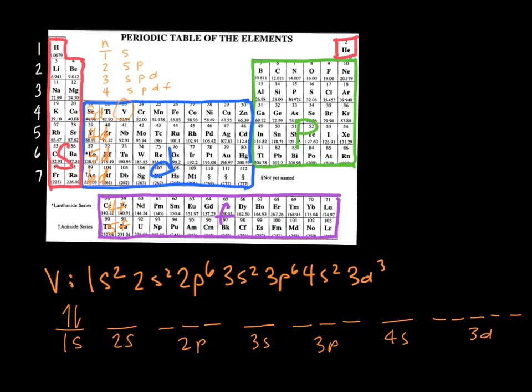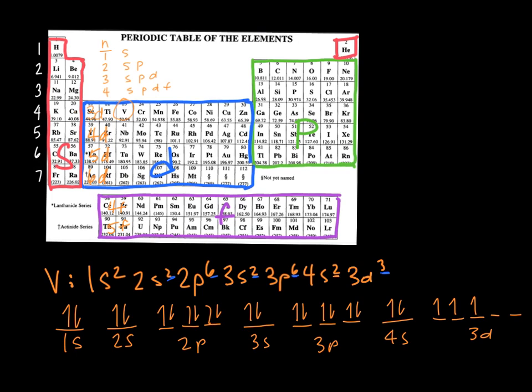So the 1s has 2, the 2s has 2, right? The 2p has 6. So there's 1, 2, 3, 4, 5, 6. The 3s has 2. The 3p has 6. 1, 2, 3, 4, 5, 6. The 4s has 2. And the 3d only has 3 in it. So we're going to spread them apart, and they're going to have the same spin.